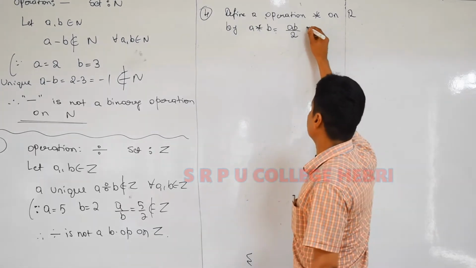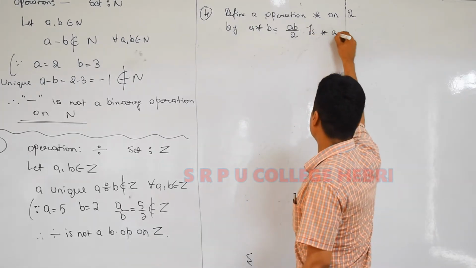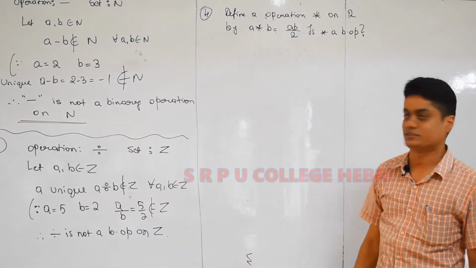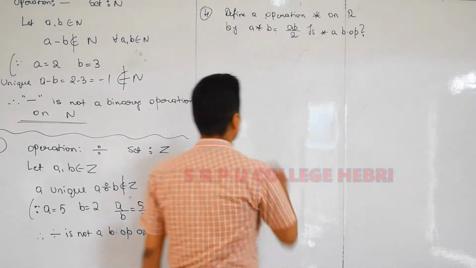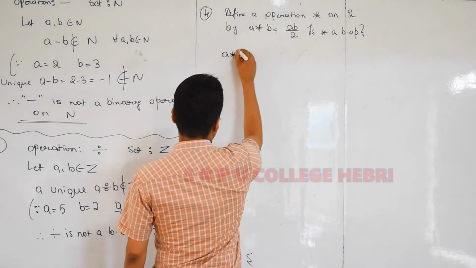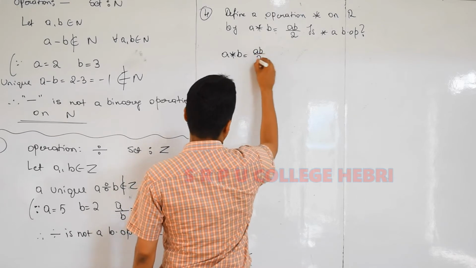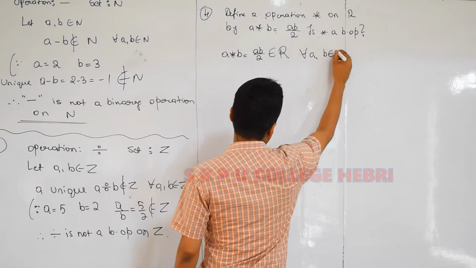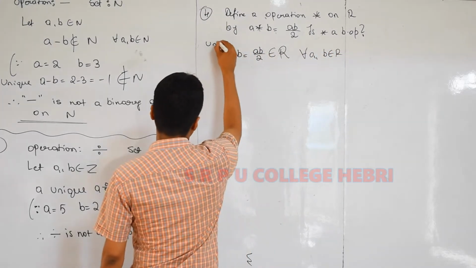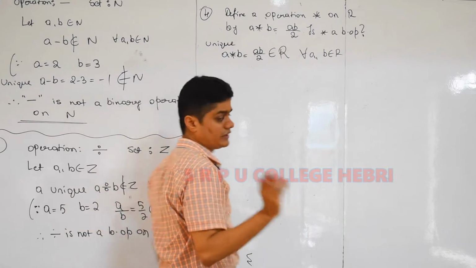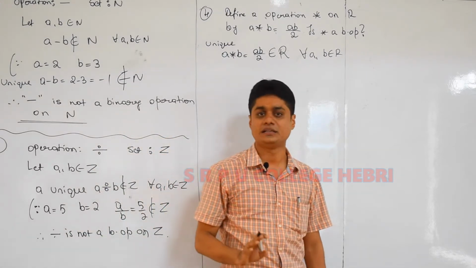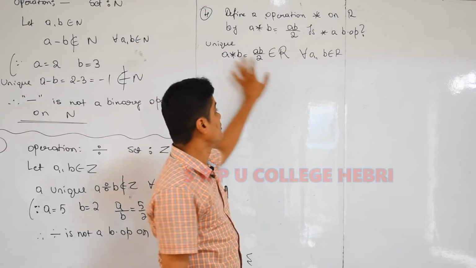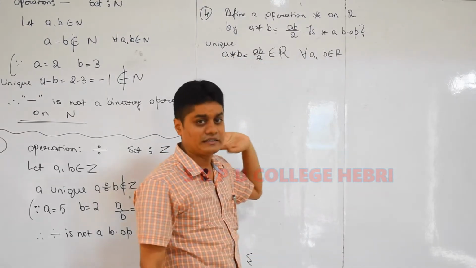The question may come like this: is star a binary operation? There is a chance of one mark. How do you check? Observe carefully. a star b is ab by 2. Now, is it always a real number for all a, b belonging to R? The unique condition is almost always satisfied in all problems. There is no confusion in that. It is very rare for the unique condition to fail, but the belongs-to condition has a lot of chances of failing. So write unique, it's okay. You don't have to verify that.